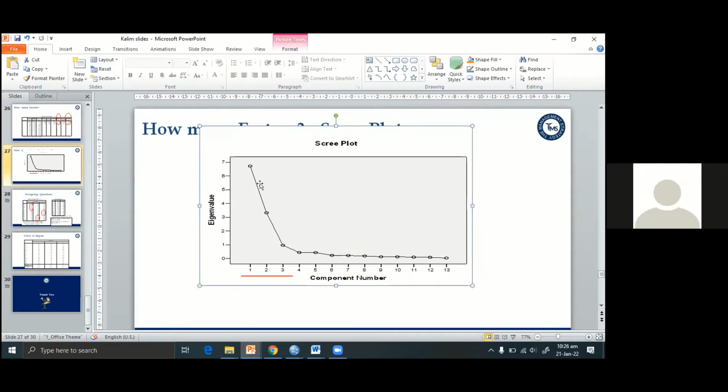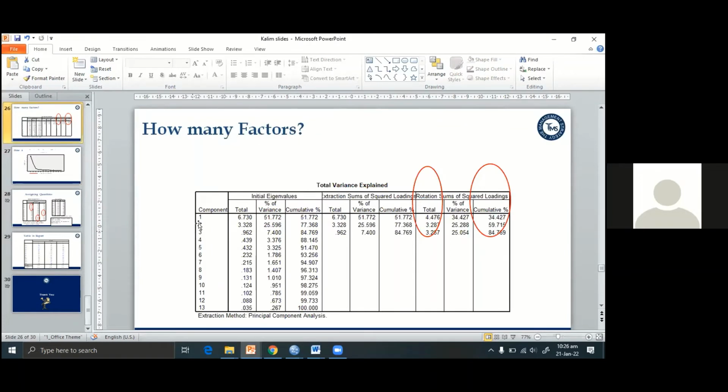This is the first factor, this is the second factor, and this is the third one. The others on the x-axis, or we can say horizontally, are not considered. For example, in the table, you can see how many factors are possible: 1, 2, and 3. How did we come to know? Based on eigenvalue. What is eigenvalue? Eigenvalue greater than 1. This total is actually showing the eigenvalue. This is 6, which is greater than 1. This is 3, which is also greater than 1. This is 0.96, which is almost 1. That's why 3. A value less than 1 will not be considered a factor.